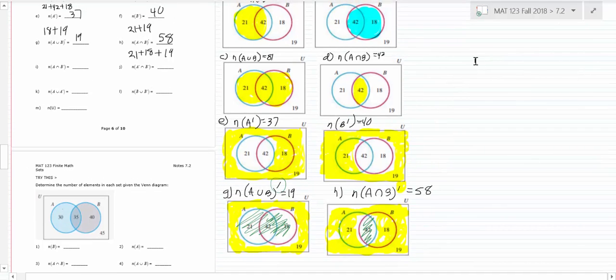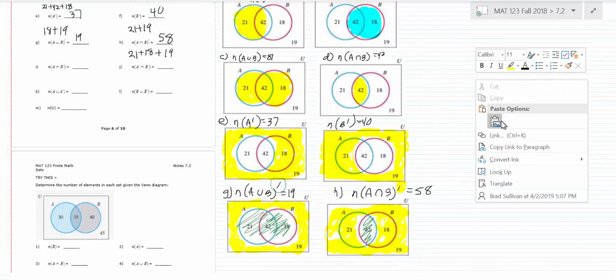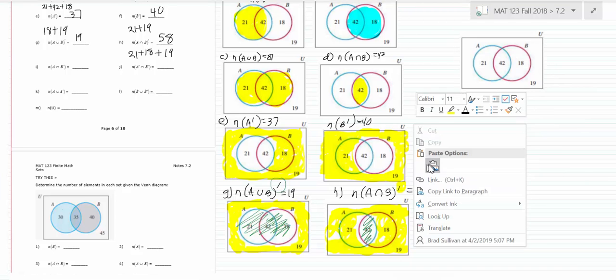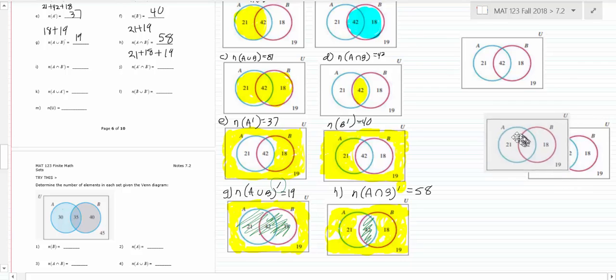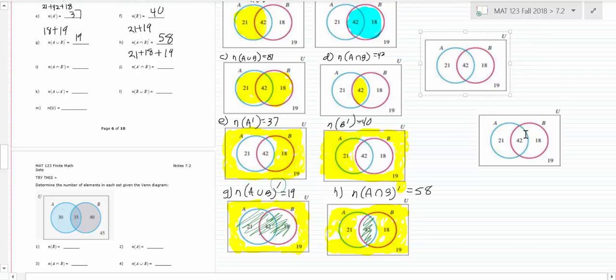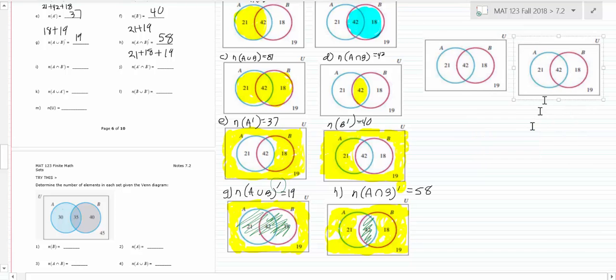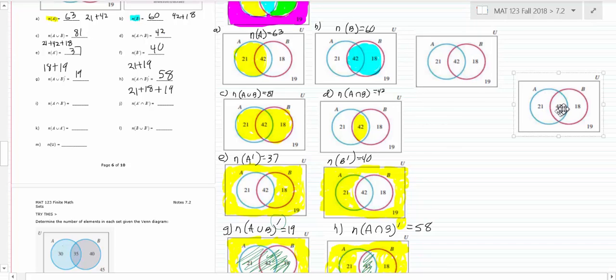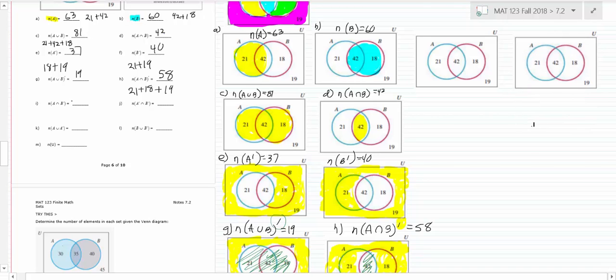Okay. Now I'm going to do some of the other ones over here. I think I got enough room to do the rest over here. And let's put that together. Okay, so let's see. Okay, so let's move on now to I.